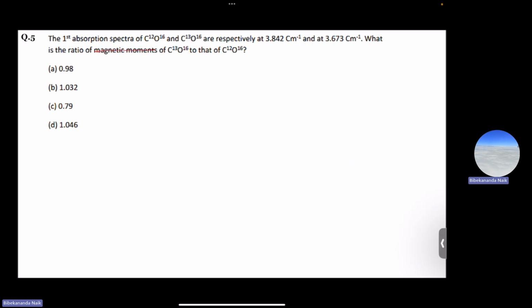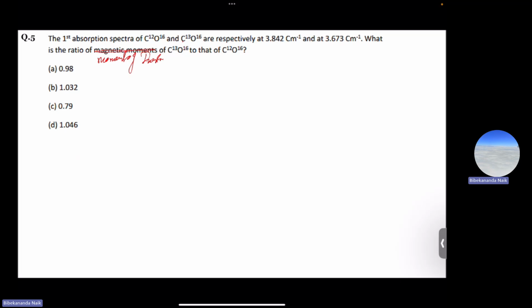Now question number 5. Question number 5 says the first absorption lines of C12O16 and C13O16 are respectively at 3.842 centimeter inverse and at 3.673 centimeter inverse. Then what is the ratio of magnetic moments of C13O16 to that of C12O16? So actually this is not magnetic moment, this is moment of inertia, because there are isotope effects present here: in one case it is C12 and in the other case it is C13.